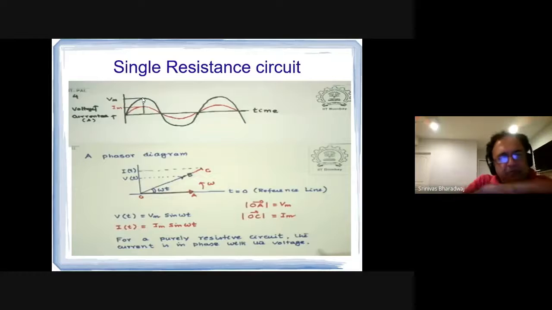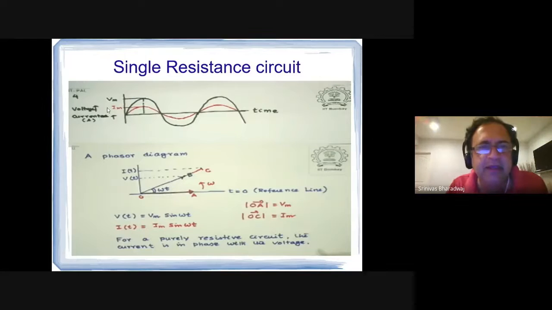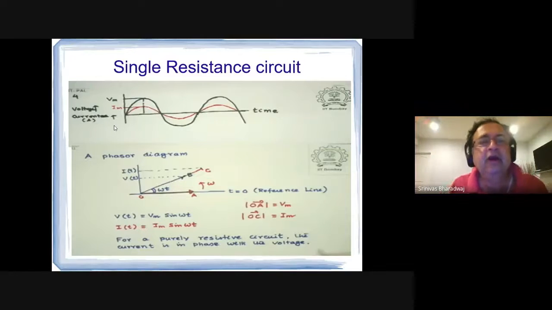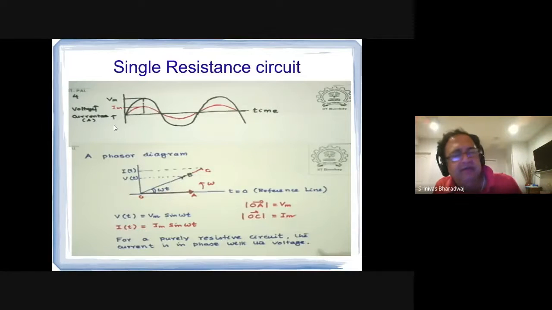Now, if you measure V times I and you average it over this full area, V times I will give you the power. V times I is always the power. In a resistive circuit, the peak will be here, but what is the average? Or what is the root mean square power, RMS power? These are different for different circuits.